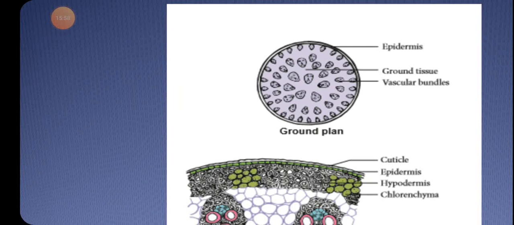See, in this also the outer layer is the epidermis, and below the epidermis many parenchymatous cells are present, and the ground regions are filled by many parenchymatous cells. That is the ground tissue. In the ground tissue many vascular bundles are scattered here and there. Okay, so these are the internal structure of the monocot stem.